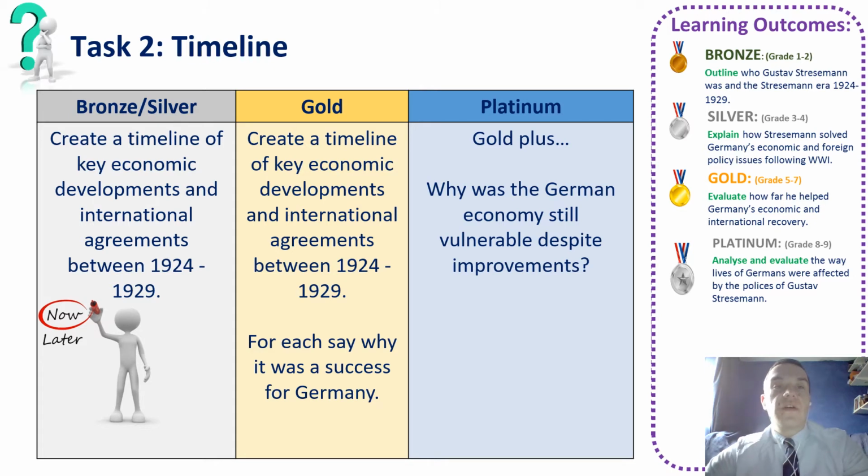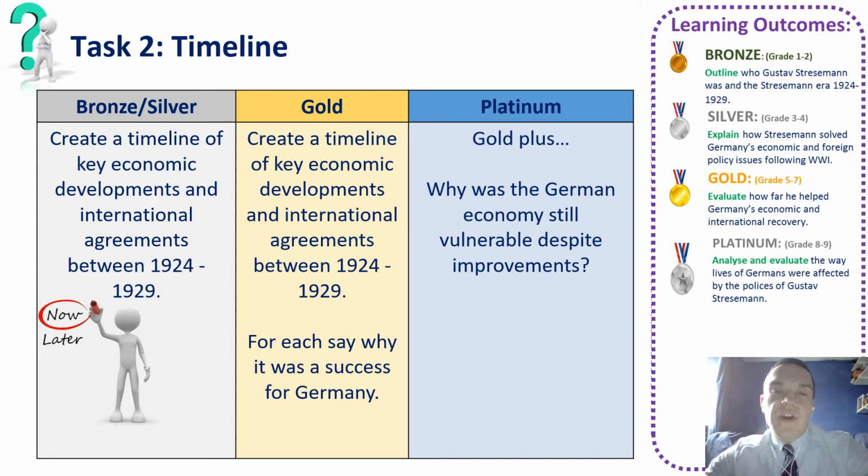Okay. Our second task today, you've got a worksheet to complete this on, and I will talk you through how to complete this today. So I'll show you the information, I'll show you how we can fill it in the boxes. So our bronze and silver, we are going to create a timeline of the economic developments and international agreements made during the Stresemann era between 1924 and 1929. So that's what we should all be able to do.